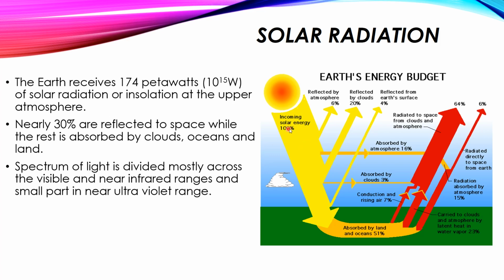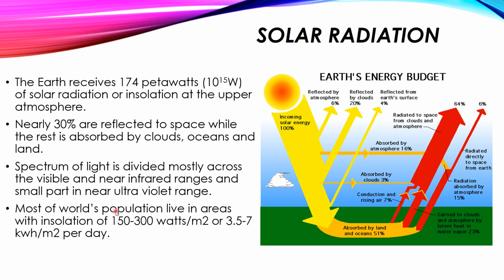So the solar energy, or the light energy here, or the photons of the light, is divided into the visible spectrum, having some in the infrared and a small part in the ultraviolet range. Most of the world's population live in areas with insolation of 150 to 300 watts per square meter, or 3.5 to 7 kilowatt hours per square meter per day. So we'll find that the insolation here is similar to the solar radiation.